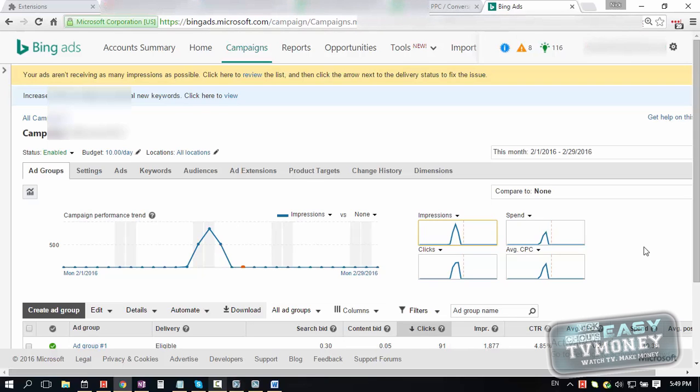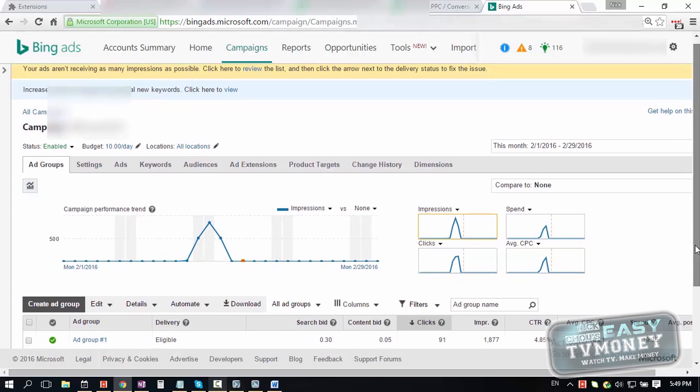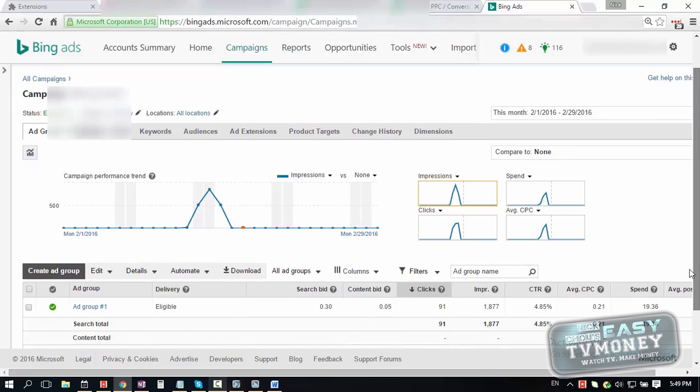I'm going to analyze a real campaign from a member of Easy TV Money, and just give you an idea of how some people get hung up on some of the obstacles in PPC. All right, so this is a beauty product. There's only one ad group in this campaign.